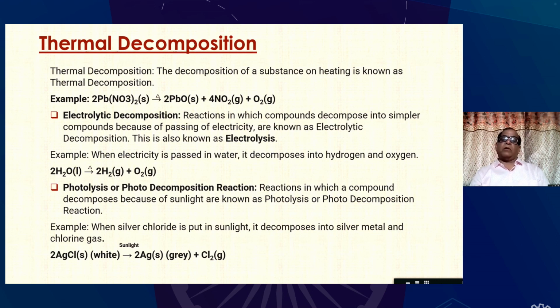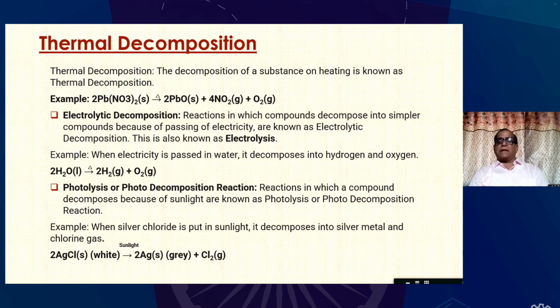Now, what is electrolytic decomposition? Those reactions in which a compound decomposes into simpler compounds on passing electricity are known as electrolytic decomposition. This is also known as electrolysis. That is, when electricity is passed through water, it decomposes into hydrogen and oxygen. This is an example of electrolytic decomposition. And the third type is photolysis.